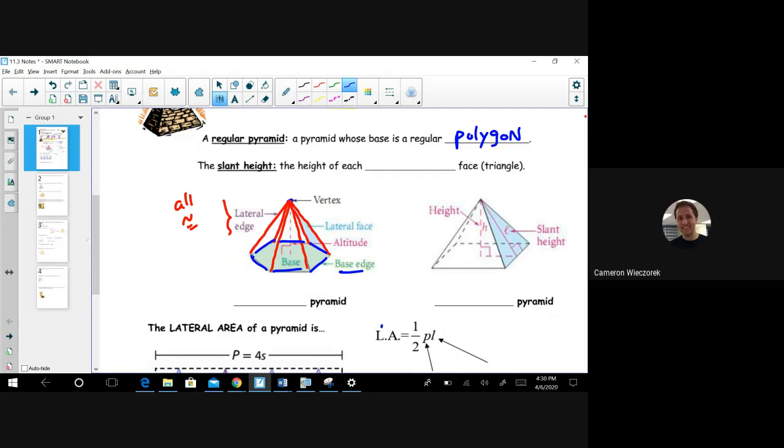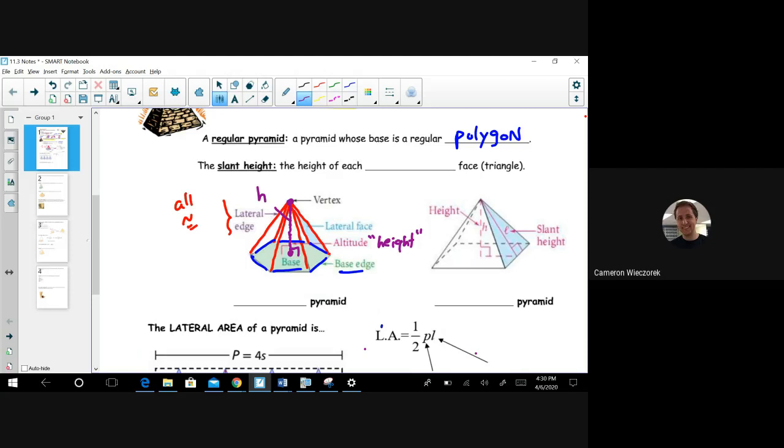And the altitude is the distance from the vertex, cuts through the pyramid, and goes down to the center of the polygon base on the bottom. So that segment that I labeled in purple here, usually we use the letter H. And the reason for that is the altitude is the height of the pyramid. This forms a right angle with the base. Okay. So that takes care of the different pieces of the pyramid there.